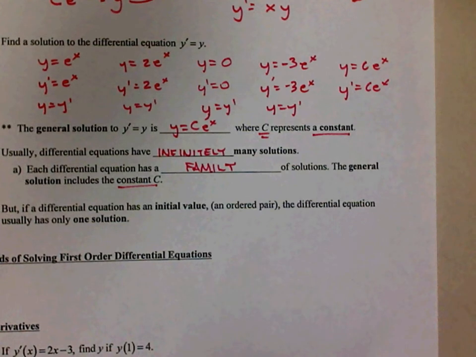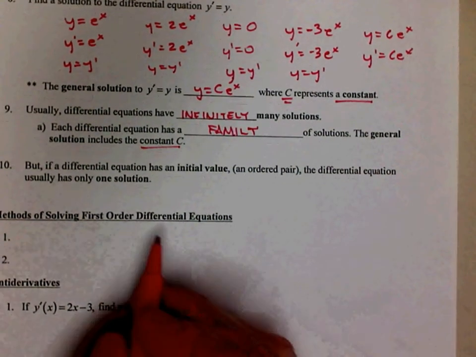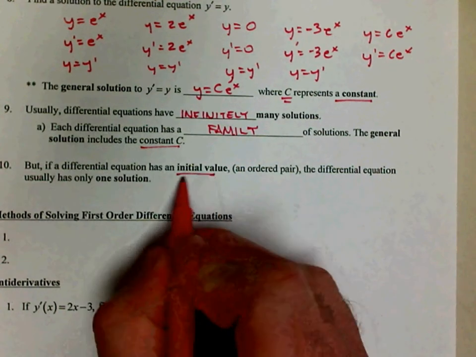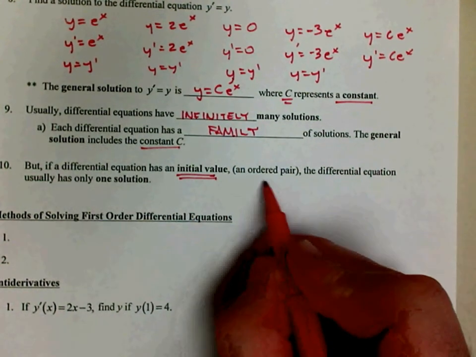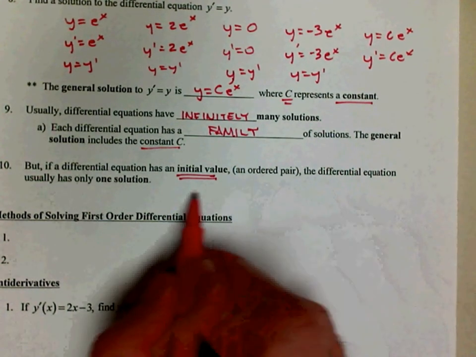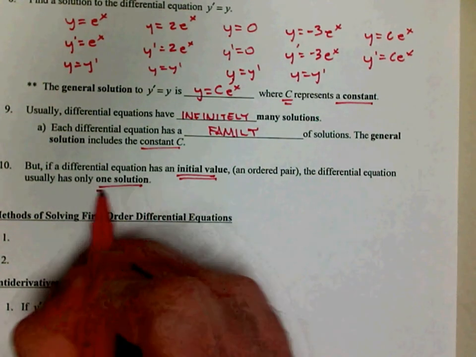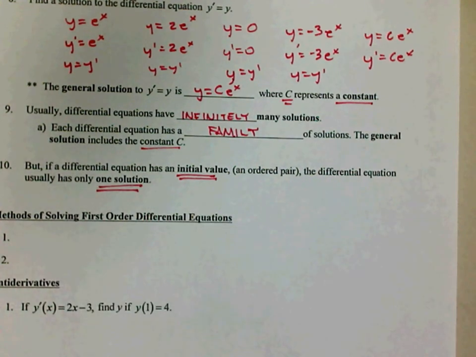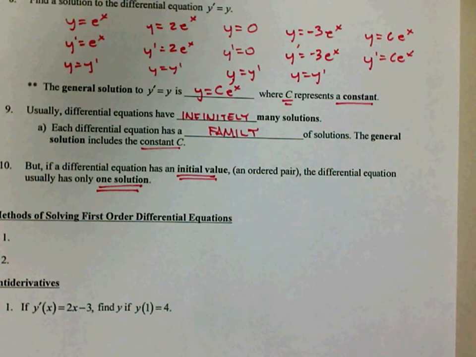But if a differential equation has an initial value, some type of ordered pair, then the differential equation will have only one solution. And we've done that before with some other equations. Remember our velocities and distances, where if we were given that initial value, we could come up with that equation for dy dx, kind of the same thing here. So we're going to concentrate now on solving these.